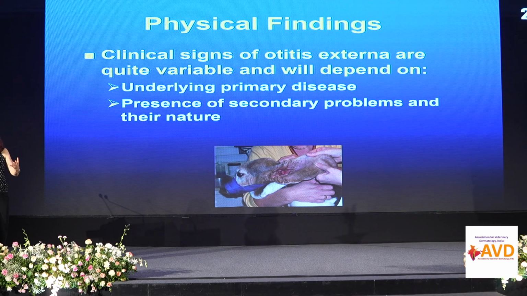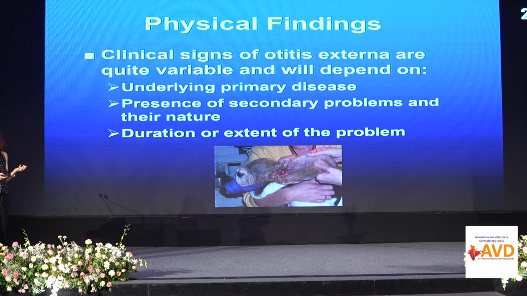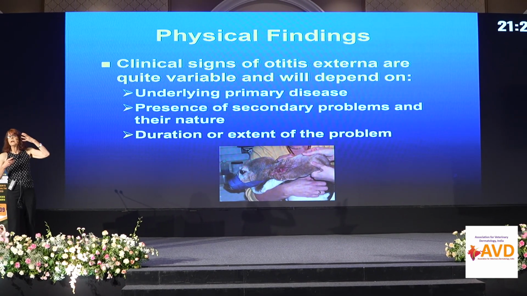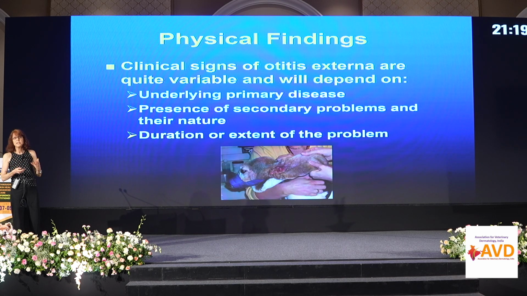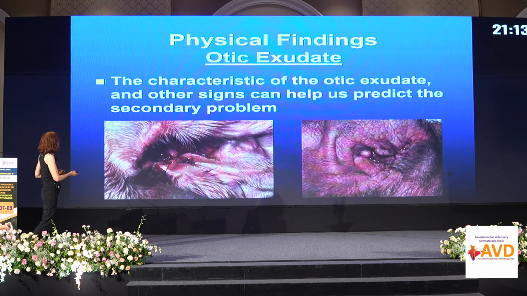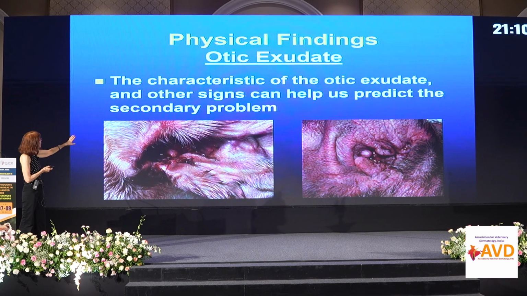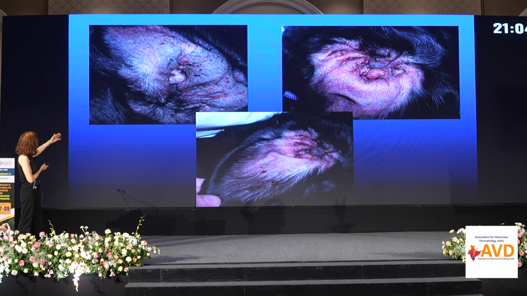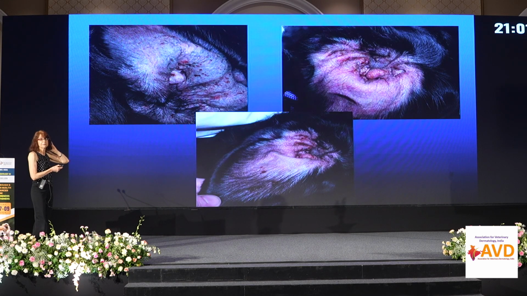Again, that's the characteristic of the exudate. It's dark, it's yellow, it's dry, it's moist. In duration, in extent of the problem, because again, if you allow it to become chronic, you have all these changes associated with excessive buildup of tissue there. So stenosis of the canal and proliferative tissue there. We'll show some cases. So the characteristic of the otic exudate and other signs can help you predict the secondary infection. So here, what do you think could be causing this infection?